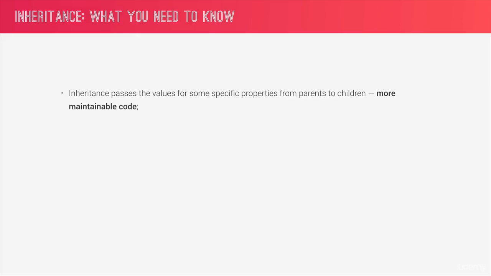I guess the most important thing to know about inheritance is that it's there, and that it passes the values for some specific properties from parents to children. Again, if you just ignore the jargon, inheritance is actually pretty straightforward. Inheritance allows the developers to write less code and code that will be more maintainable.